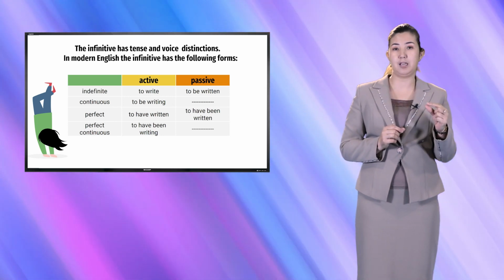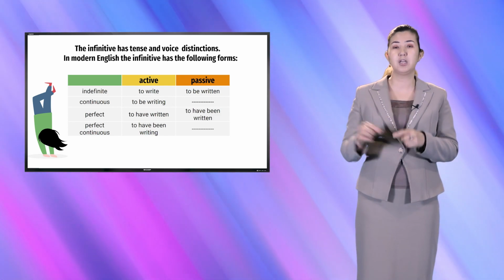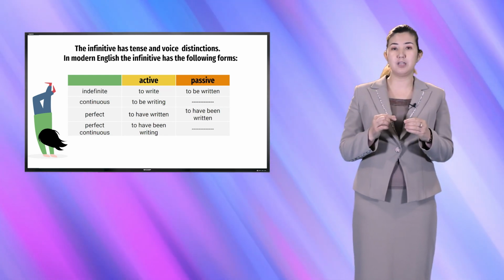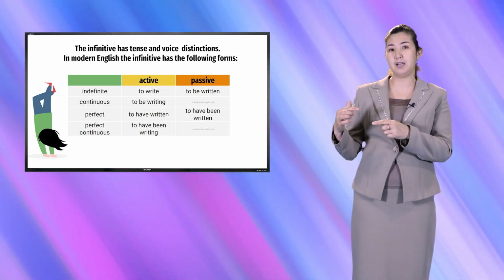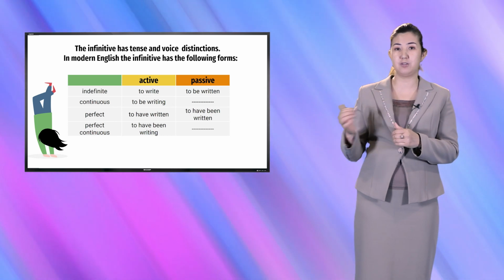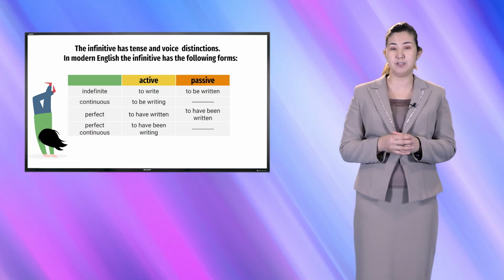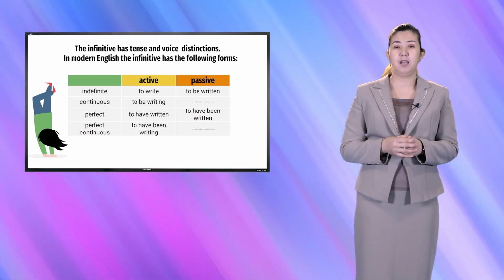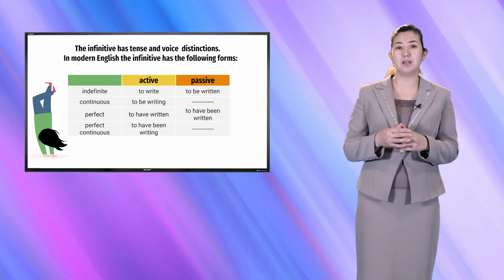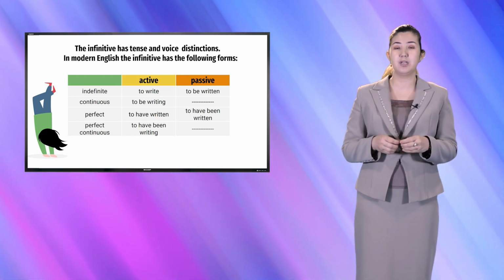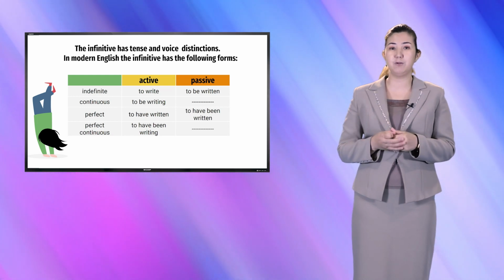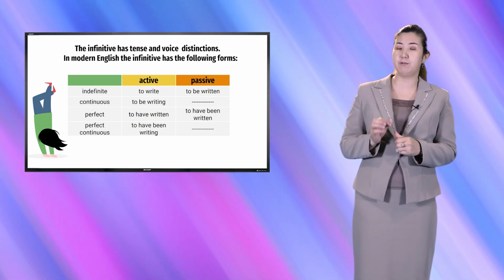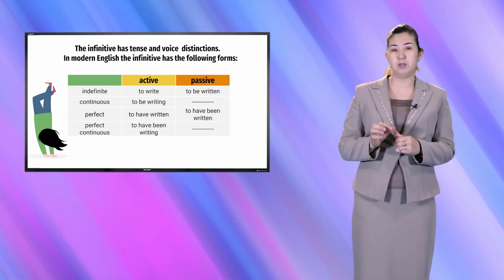Indefinite infinitive: to write in active voice, to be written in passive voice. The second tense is continuous infinitive: to be writing. And as I mentioned above, continuous infinitive has no passive form. The third one is perfect infinitive: in active voice to have written, in passive voice to have been written. And the last form is the perfect continuous, to have been writing. In passive voice it has no form.